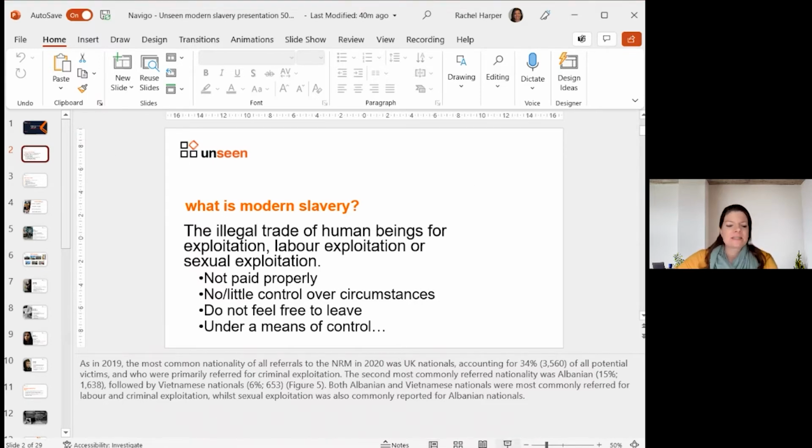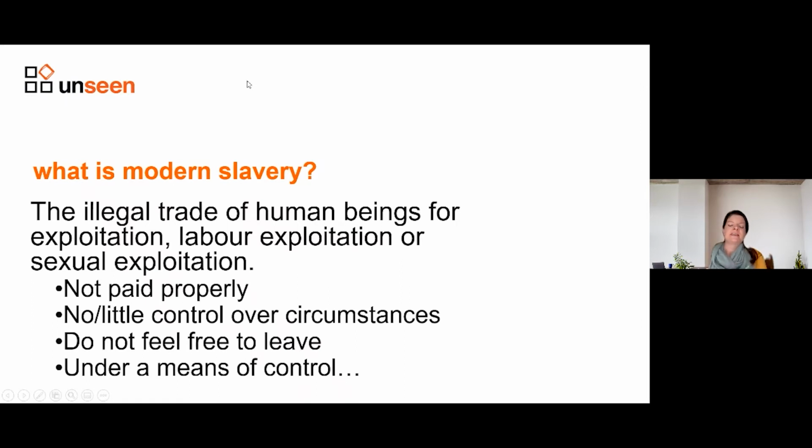It's making someone work or provide services for someone else's gain. So, of course, someone in a situation is not paid properly. They have very little control over their circumstances, and ultimately, and very importantly, they don't feel free to leave. And so you might wonder, well, how does someone keep someone in that situation?